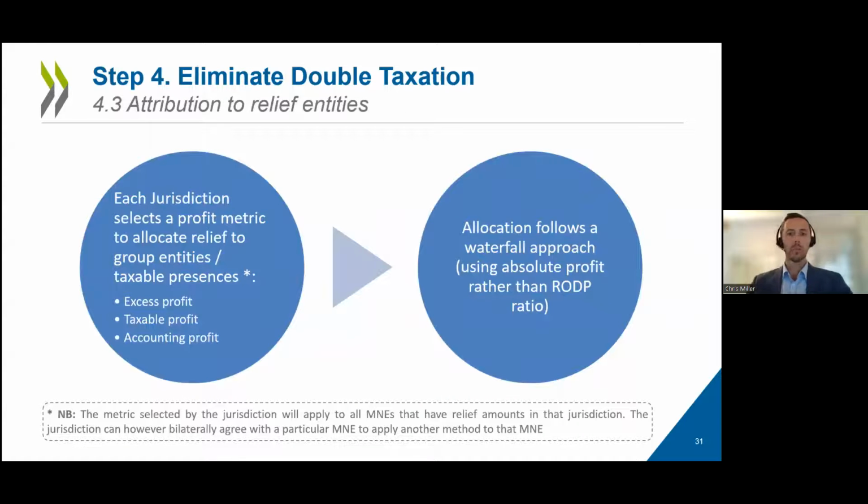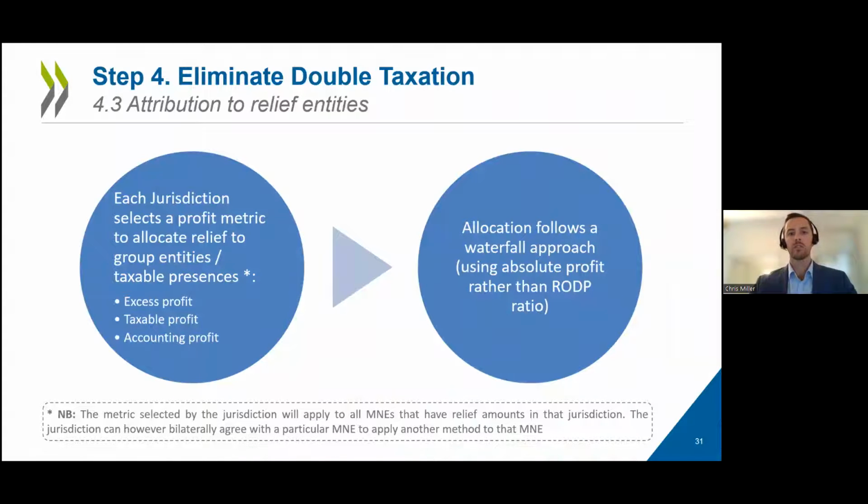On to the next slide, please. And here, finally, we discuss the system to push down jurisdictional relief to entities or taxable presences in a jurisdiction. So what do I mean by that? Essentially, the Amount A elimination of double taxation system to date on those slides described thus far have all been on a jurisdictional basis. But of course, the existing corporate income tax system that jurisdictions have in place is typically on an entity basis.